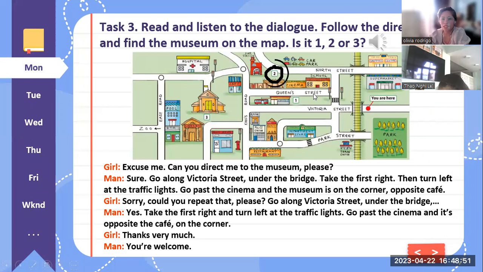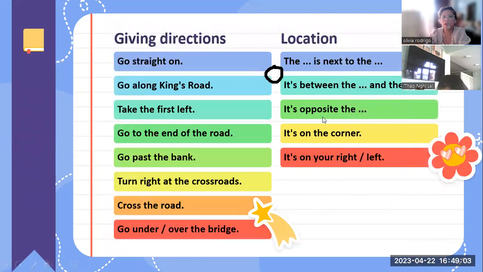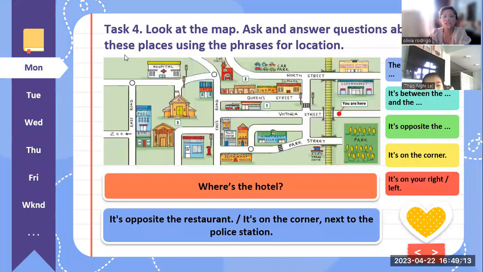The museum is here. It is on the North Street, going to the North Street. It's near the fire station and the cinema. Okay, very good. So this one, giving directions, you know this already, and the location, right? You know how to give directions: go to the end, go past the bank. These are the different things. You don't know this? The hotel is opposite the restaurant. Yes, here. So look at the map.